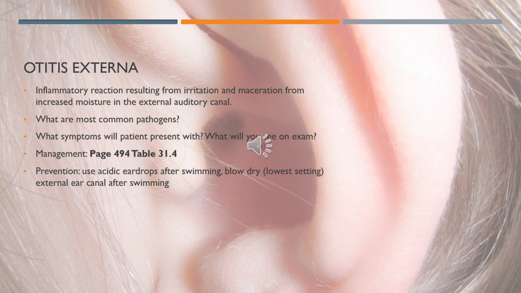Prevention, of course: they need eardrops prior to and after swimming. You can use a low setting on a blow dryer to dry the external ear canal. They have special earplugs that you can put in when they go swimming, when they are in the bathtub, in the shower, etc. Look over the table on page 655 about management also to kind of refresh your memory.